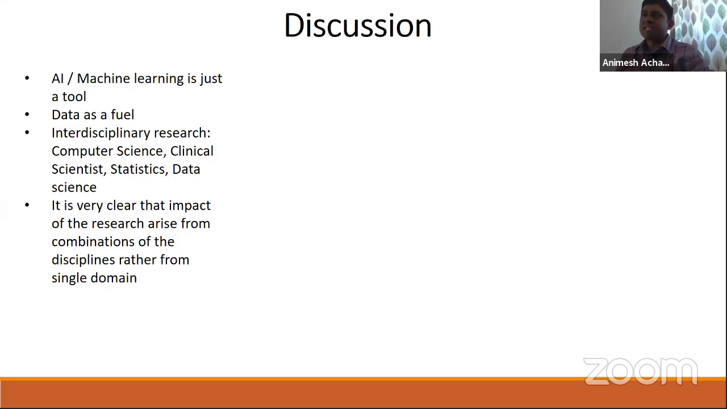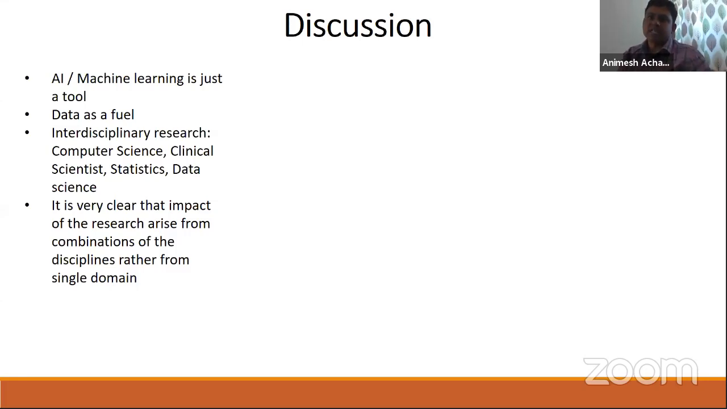And definitely this is interdisciplinary research. So wherever I'm going, I'm emphasizing this fact. It's an amalgamation of computer science, clinical science, statistics, data science, or whatever you call it. But this is really a joint effort. And then it is very clear from the research that the combination gives a very high impact. Nature Medicine is not a joke to publish.